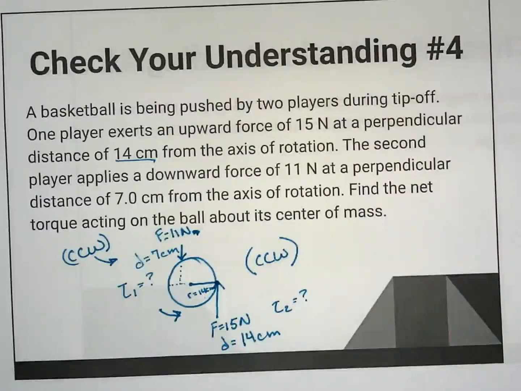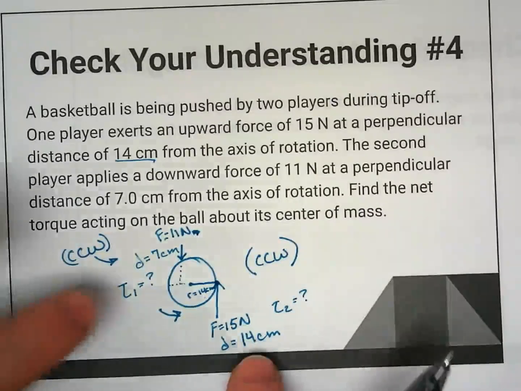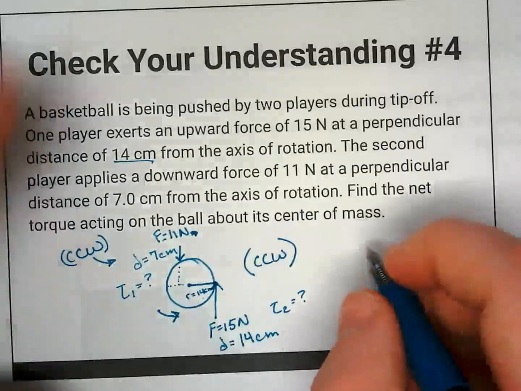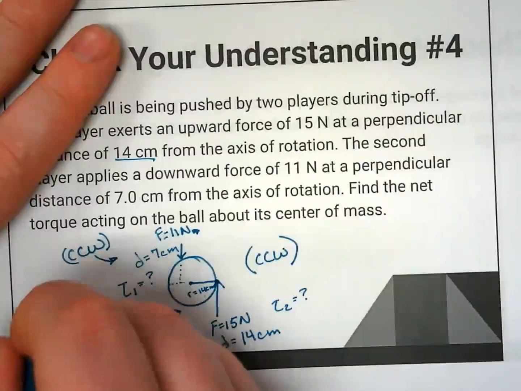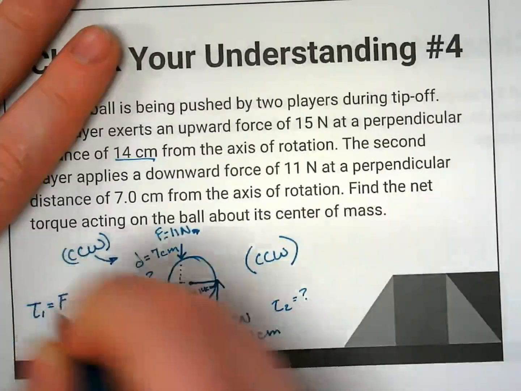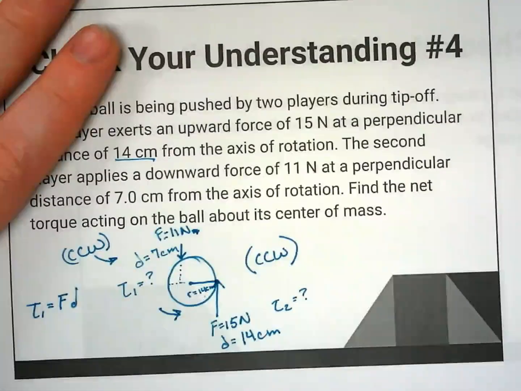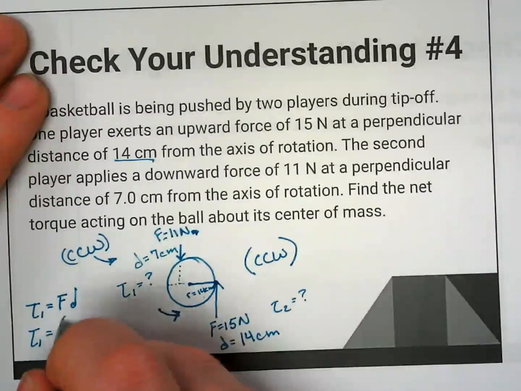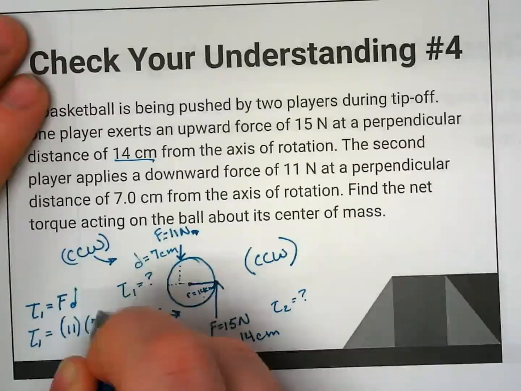Okay, so it looks like my net torque here, because both are working in the same direction being applied to this ball, we're going to add these two torques together. Okay, so let's see what we get. First we're going to find the torque of this one, which is easy: F times D, which in this case is 11 times 7.